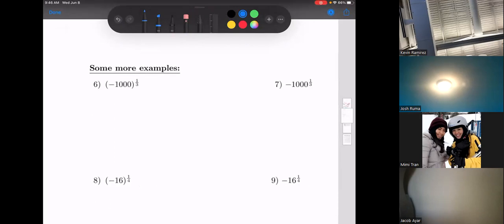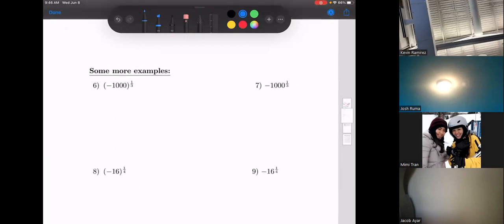Okay, so let's see number 6. I have negative 1,000 in parentheses to the 1/3. It depends how you want to do this. You want to turn it into a radical, or you want to leave it and then do it. I'll show you both ways. So the first one is method one: negative 1,000 to the 1/3.